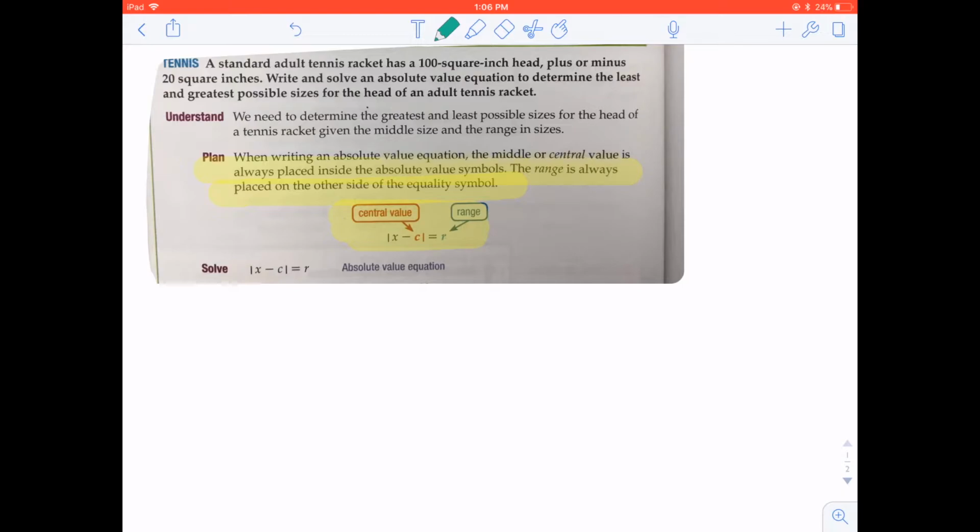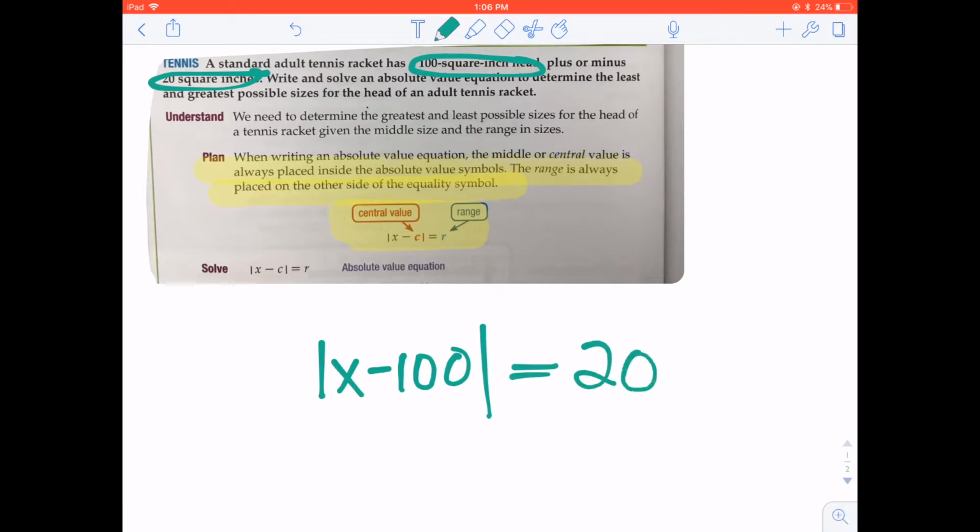All right, so for example, in this problem, our central value is going to be the 100 square inch head, right? So we're going to have x minus 100 in absolute value signs. And our range is going to be plus or minus 20 inches, right? Because we're either going up 20 inches or down 20 inches. So that's going to equal 20. And that's exactly how you would set up this problem.